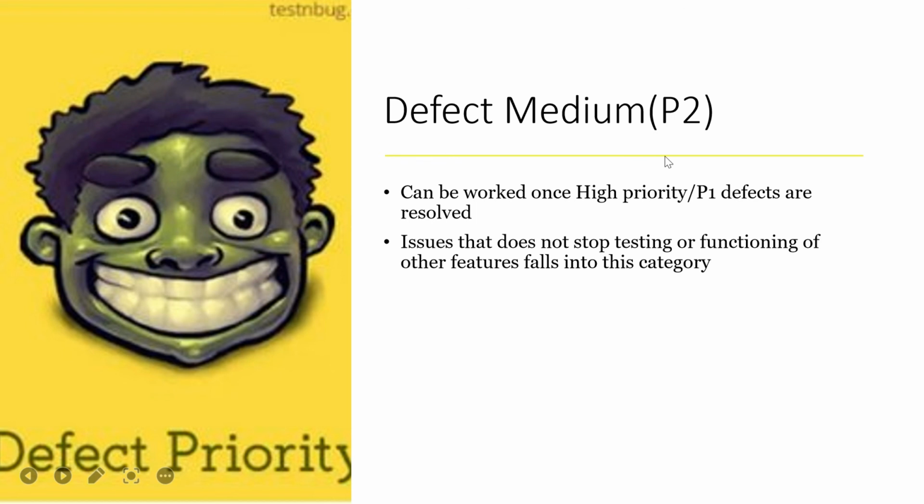Now medium priority. It can be worked once high priority or P1 defects are resolved. Say there is an annual report on the application. That need not be fixed immediately, because the users are not going to use it often, and testing will not be held up, because it is a feature which is not blocking any other feature. So that type of bug will come under medium priority. Issues that do not stop testing or functioning of other features fall into this category.